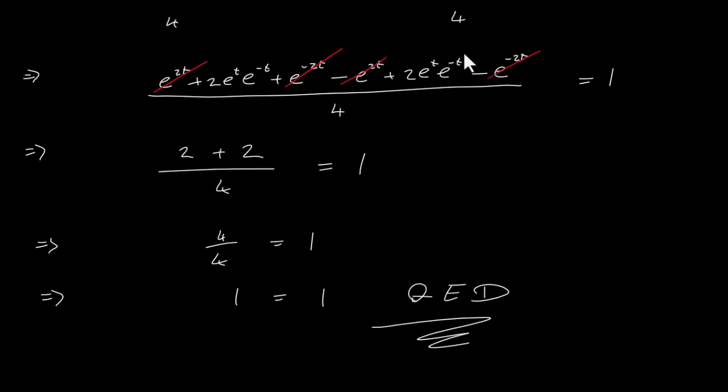and that's it. So it does work. When we substitute cosh and sinh into our unit hyperbola formula, we do get 1. They do satisfy that particular equation.